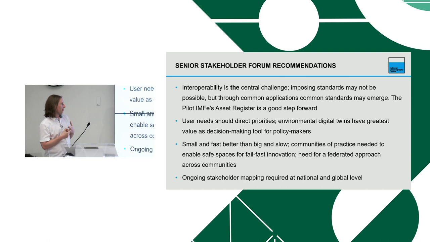Small and fast is better than big and slow. So they want us to develop components quickly, which is why we're doing an asset register very quickly. It's why we're doing a Hayfresh twin very quickly. It's effectively developing those piece by piece rather than trying to do all 15 recommendations at once.